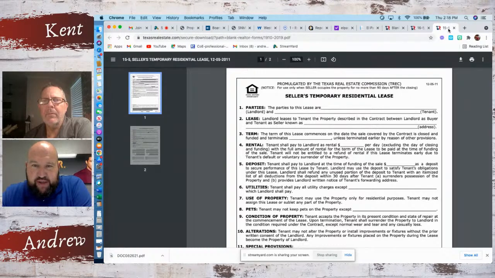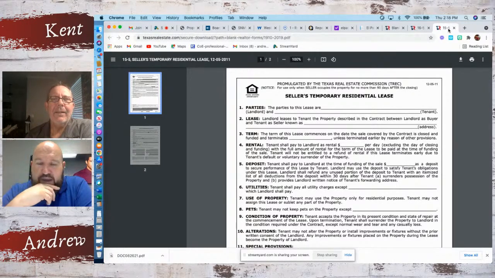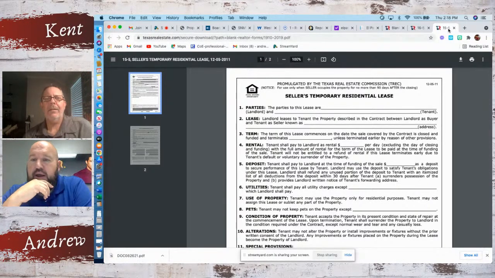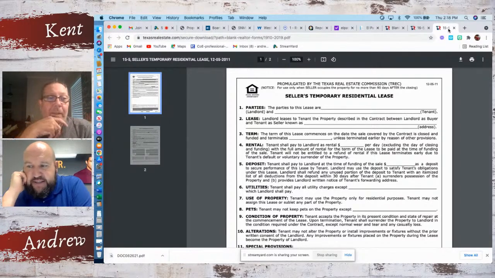In this situation, the landlord is actually the buyer and the tenant is the seller. So the properties of this lease are: the buyer's name will go under landlord and the seller's name will go under tenant. And that gets screwed up more than anything I see. Oh, absolutely. Because it's confusing. It doesn't make sense. It doesn't sound right.